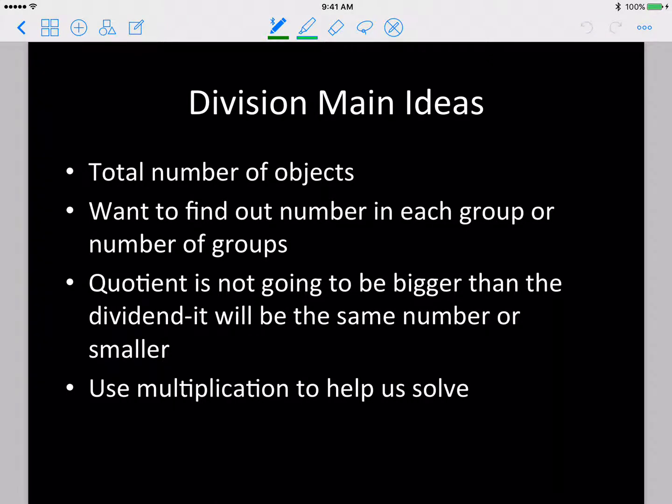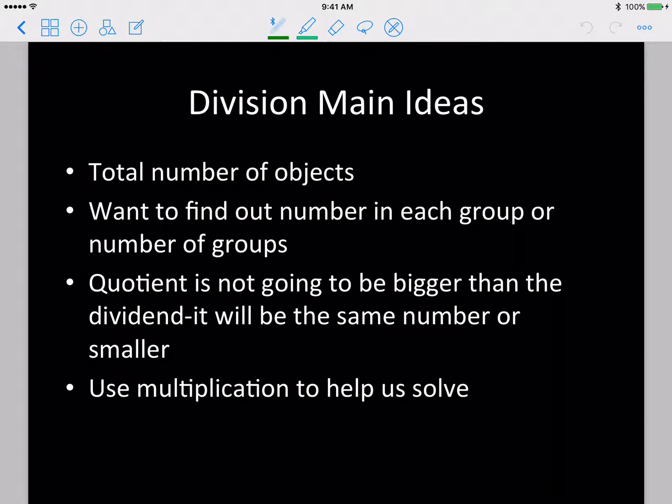Let's look at our main ideas for division. The dividend, you're going to start out with the total number of objects when you have, for the most part, a division problem. That's your dividend. We want to find out the number in each group or the number of groups. Think about this. The quotient is not going to be bigger than the dividend. It could be the same number if something is divided by 1.